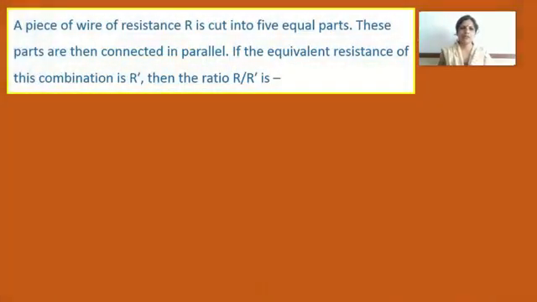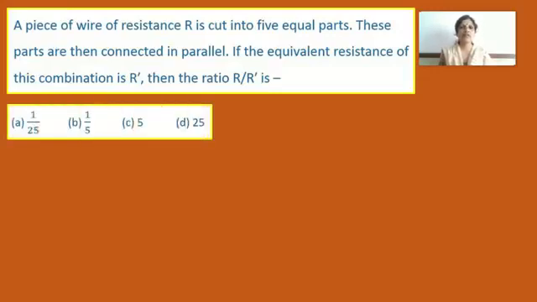So here we go. A piece of wire of resistance R is cut into 5 equal parts. These parts are then connected in parallel. If the equivalent resistance of this combination is R dash, then the ratio of R to R dash is. And for this we are given some choices. These are the choices given to you. You have to find the correct option from the given choices.